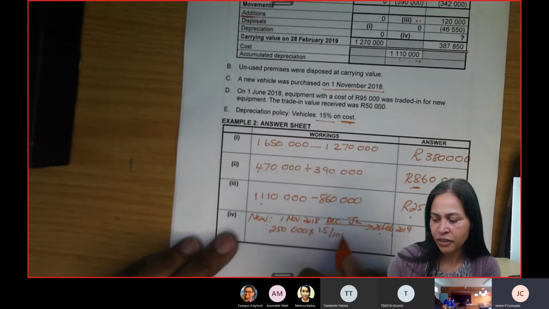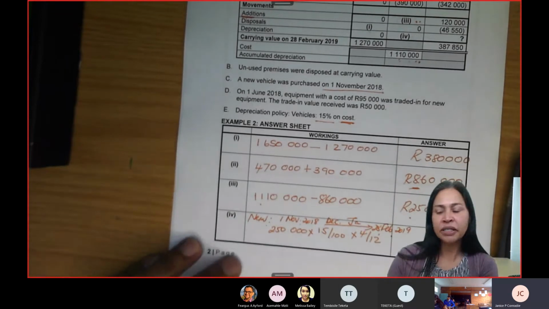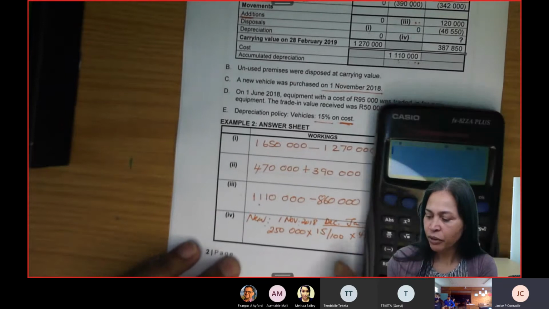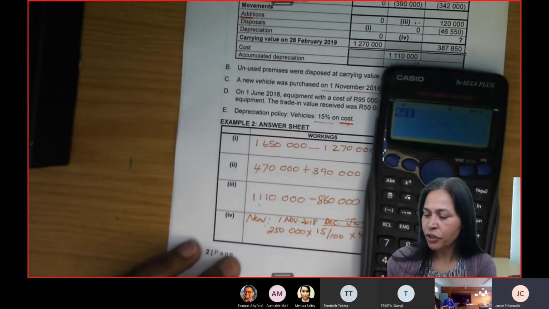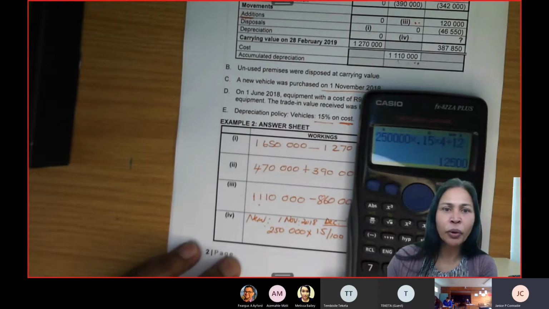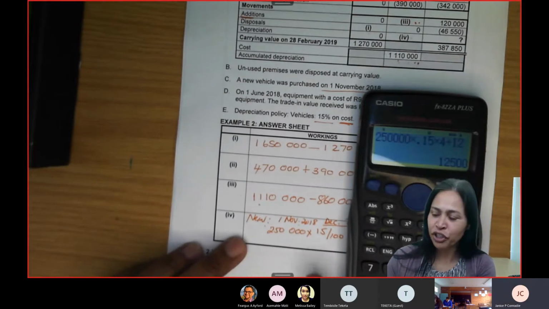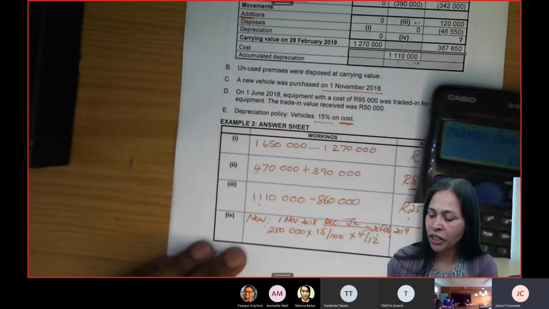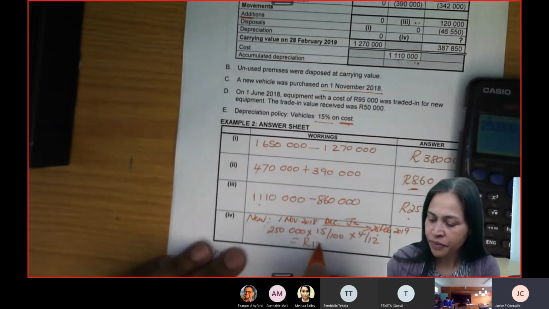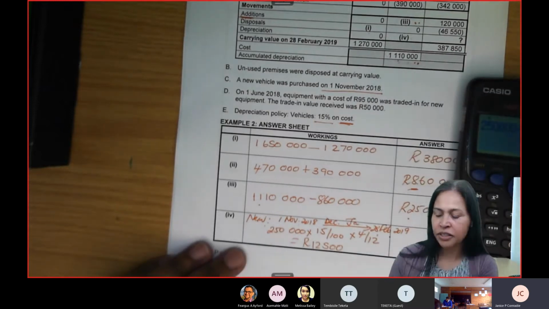50% of that, but only for the 4 months. Let's have a look. So again, 250,000 at 15%, but only for 4 months. That gives me my 12,500. That is not all the depreciation. Keep that in mind. It's only on the new one. So I'm going to write that here. It's not my final answer yet. It's only my new one.